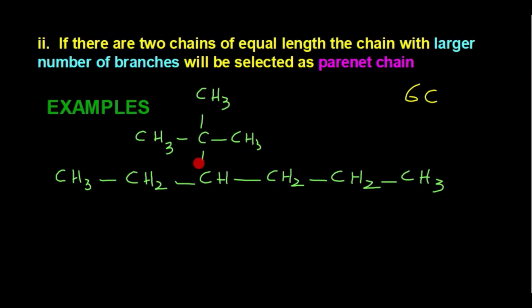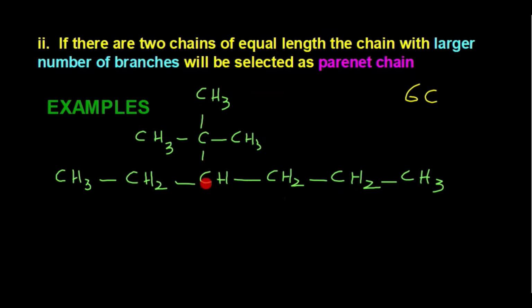One branch is attached with the straight chain. The straight chain is made up of 6 carbon atoms, and just one branch is attached with it. Now see the second chain, students. Count the number of carbon atoms: 1, 2, 3, 4, 5, 6. This second chain is made up of 6 carbon atoms.